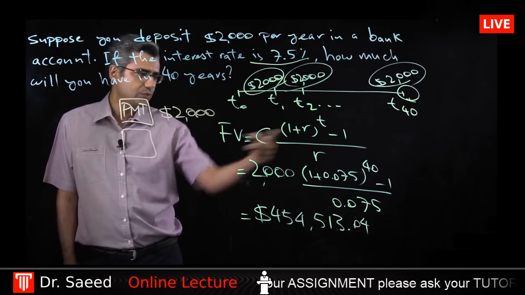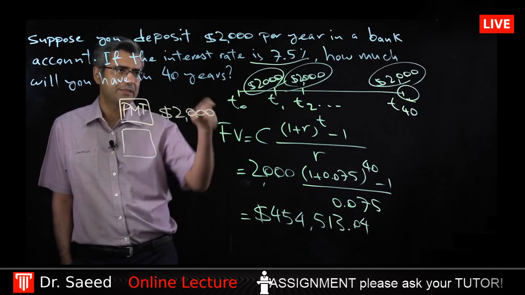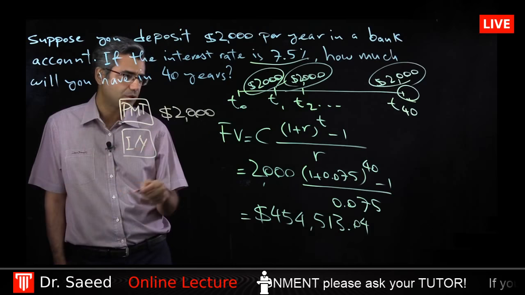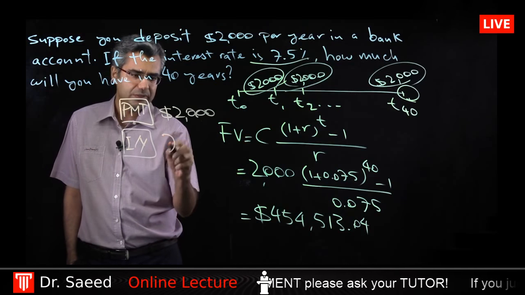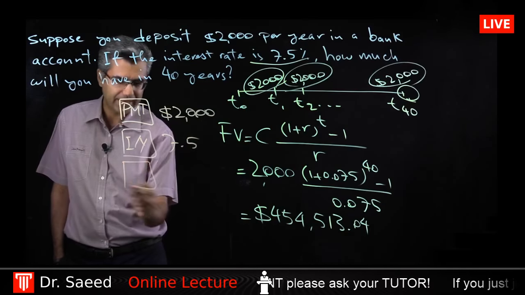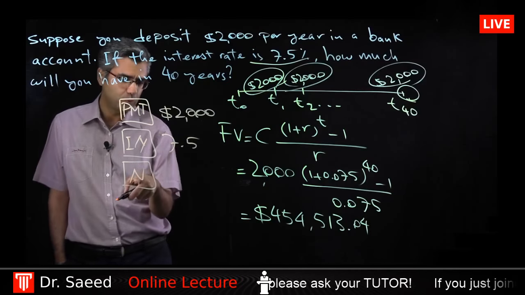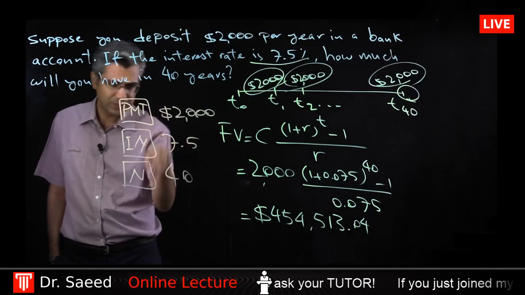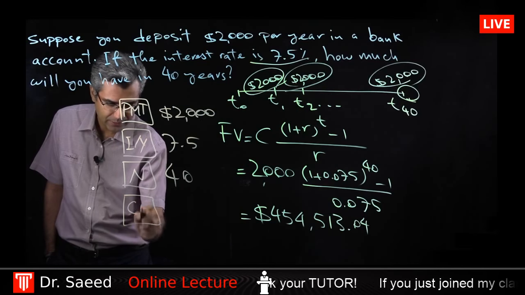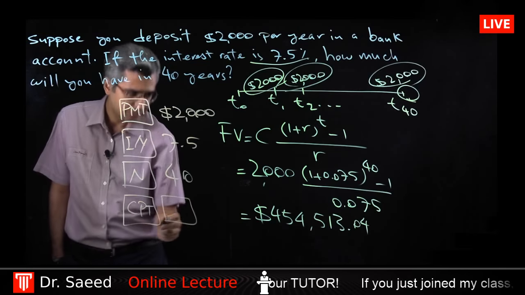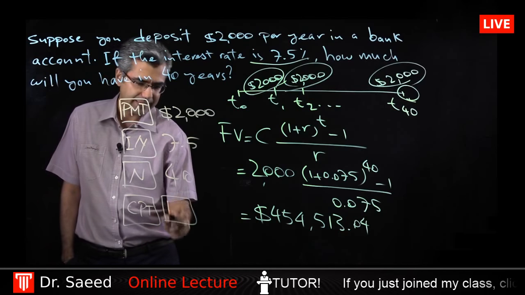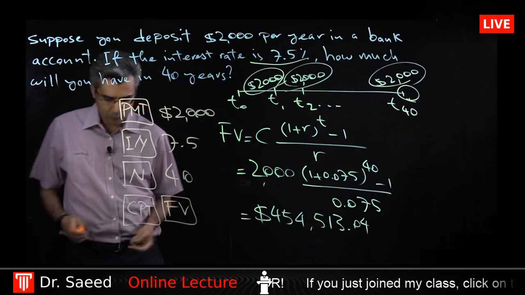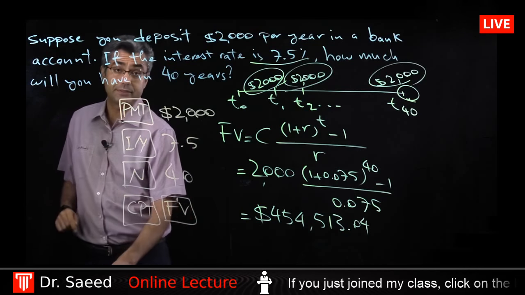And next one is R. R is the interest rate per period. Here the period is year, so it's interest rate I over Y. There is a button labeled I over Y. It should be 7.5. And then N in the financial calculator is 40. When you key in all this data, you just press CPT and then press FV, meaning compute the future value, and you will get the same answer.